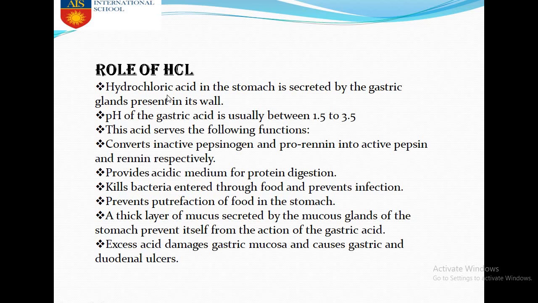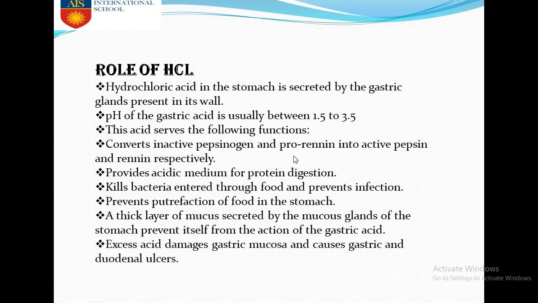Now, what is the role of HCl? HCl in the stomach is secreted by the glands present in its wall. The pH is usually 1.5 to 3.5, which is acidic, and it helps in killing the germs which have come through food. This acid also activates pepsinogen. I told you, inactive pepsinogen and prorenin are converted into active pepsin and renin respectively, and this helps in digestion of protein.